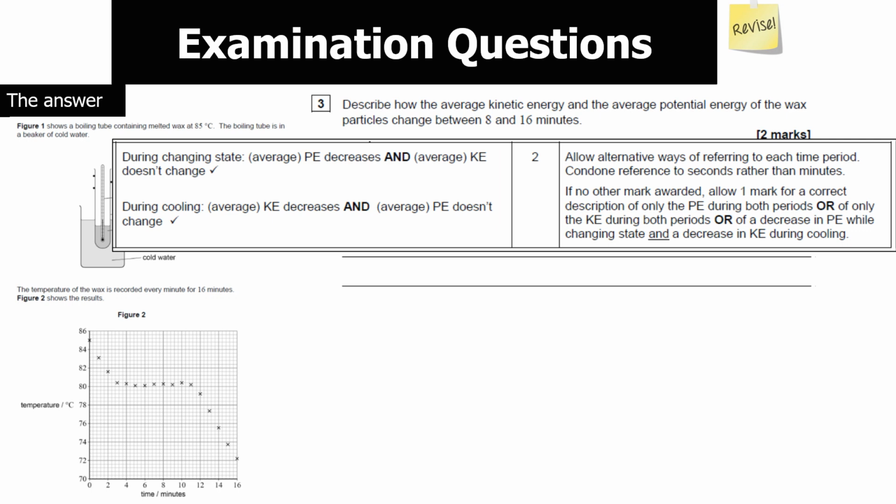The kinetic energy store is not linked to this because they are completely separate stores, so that stays the same. Now the temperature links to the kinetic energy store, so when the temperature is decreasing but the state is staying the same, then the potential energy store will not change, but the kinetic energy store will go down because the object is decreasing in temperature.